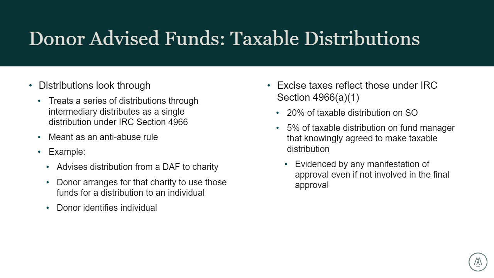It also clarified the excise taxes that are subject. So it's 20% of the taxable distribution on the sponsoring organization and then 5% of taxable distributions on a fund manager that knowingly agreed to make the taxable distribution. And that qualifies, it's not just if they made the final approval. If they were included in the discussion, included in any kind of manifestation of the approval, then they could still be subject to the 5%.